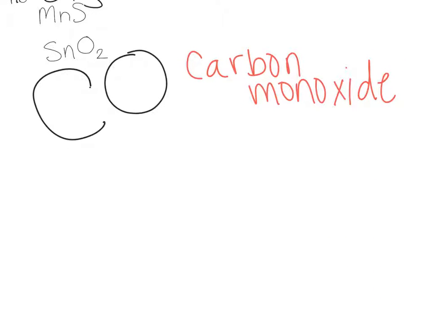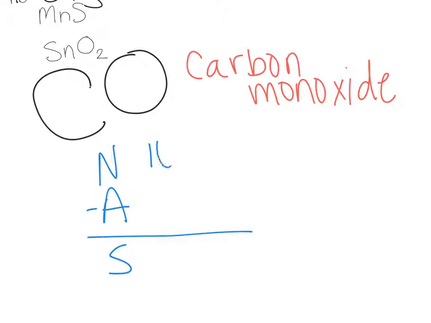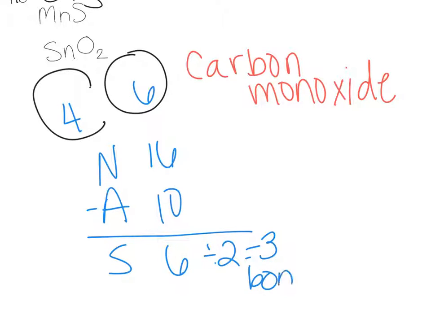When you went to draw it, it should have bothered you a little bit because when you did your needed, available, shared, needed was 8 plus 8, so 8 for the carbon, 8 for the oxygen, so you had 16 total. Available, you had 4 and 6. Those were the valence electrons, right? So that equals 10. 16 minus 10 is 6. We divide it by 2 for every bond, so we had 3 bonds. It should have bothered you that you only have 2 things here and you need to use 3 bonds.